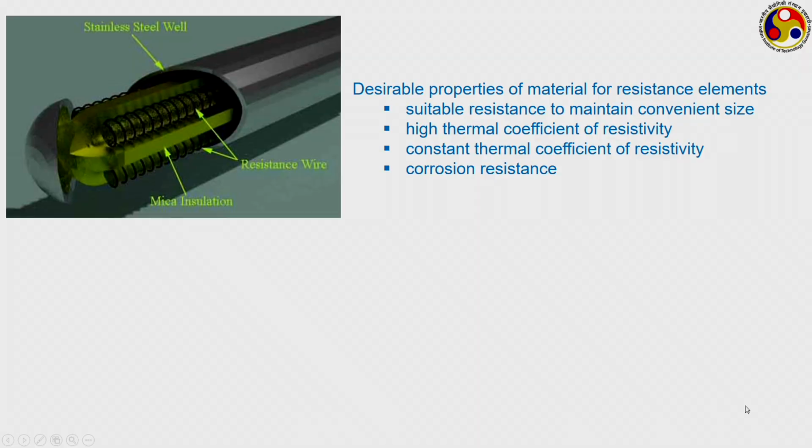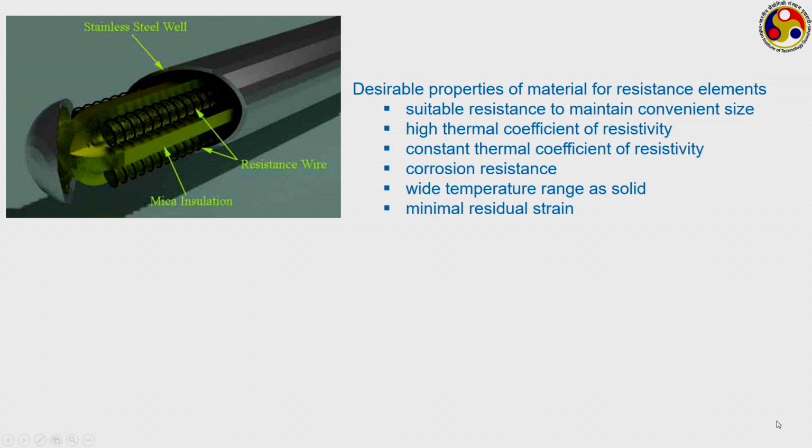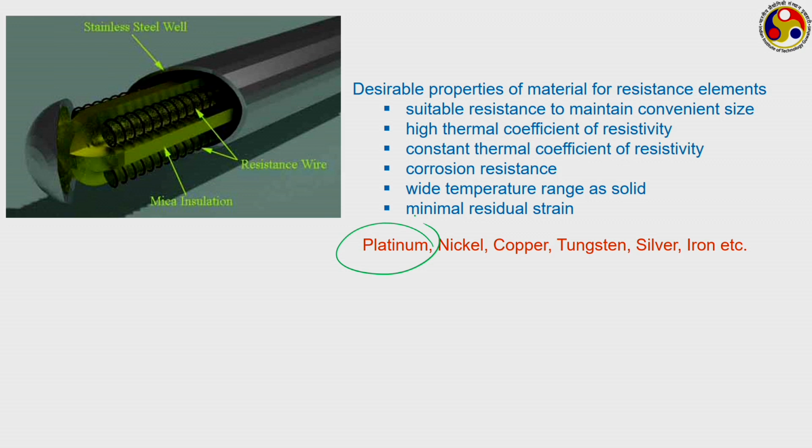Corrosion resistance is needed, and the material has to remain solid over a wide temperature range. It should not get oxidized, and it should maintain the solid state over a large temperature range. The residual strain should also be minimum, so that we can get high reproducibility and a reasonably fast response from the device. Considering these factors, there are several materials which can be considered while making an RTD. Platinum remains the most common choice. Platinum is costly, but as I have mentioned, it provides a highly linear response, and it also has good corrosion protection characteristics, and that is why platinum is generally used for several applications involving calibration standards.